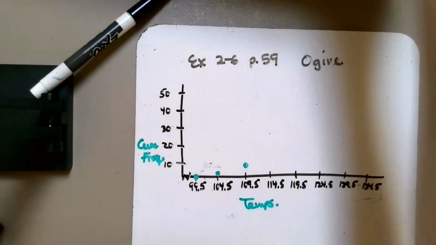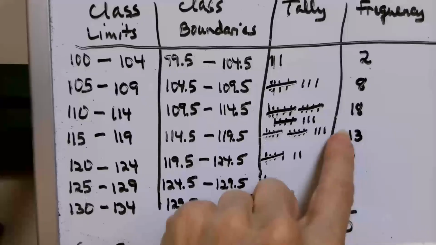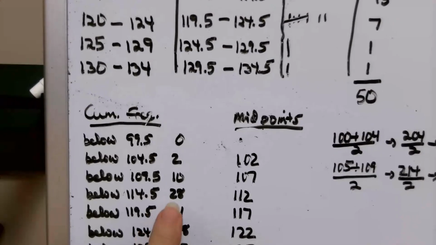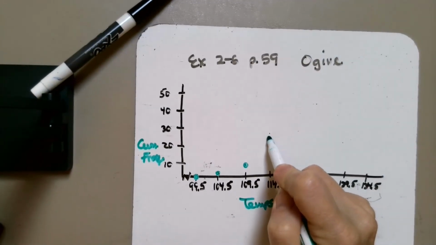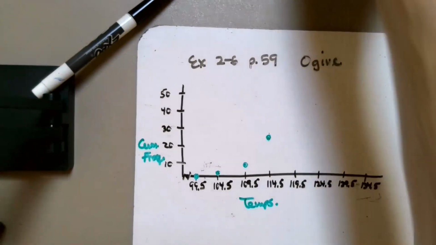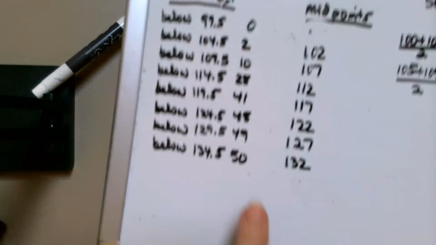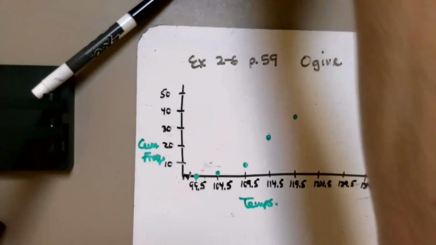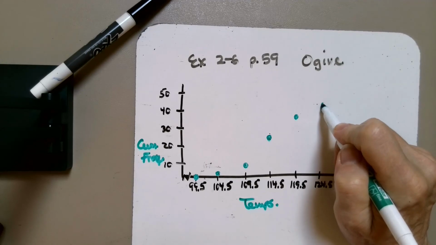At 114.5, the amount of data that falls below that is 28. And where we're getting these numbers from is we're taking the frequencies and we're just adding, keeping a running total. So at below 114.5, you have 28 values. So at 114.5, you go to a height of 28 and put a dot. Below 119.5, you've accumulated 41 values. So at 119.5, you go to a height of 41 and put a dot. Below 124.5, you've accumulated 48 data values. So we go up to a height of 48 over 124.5.